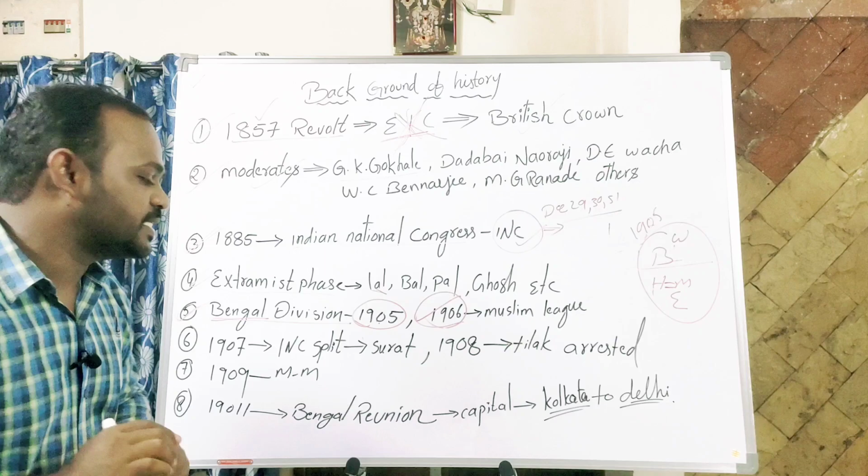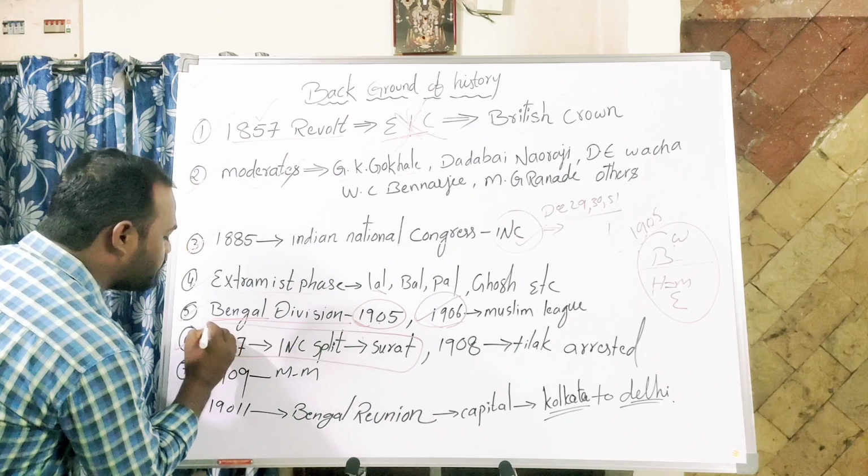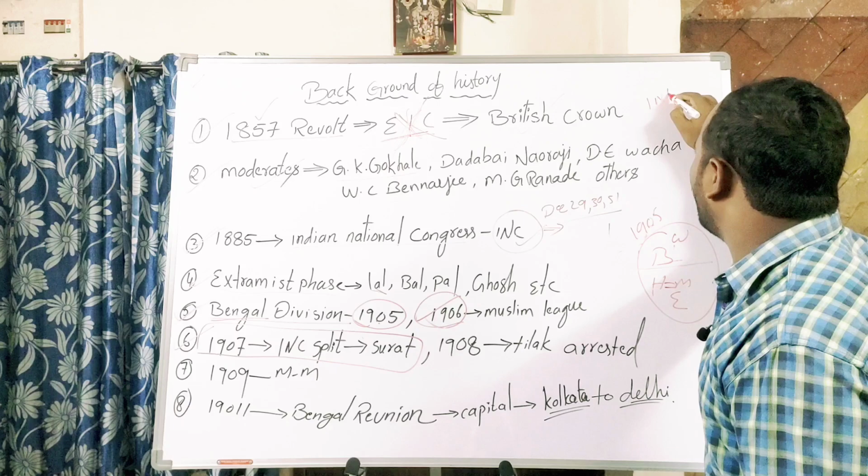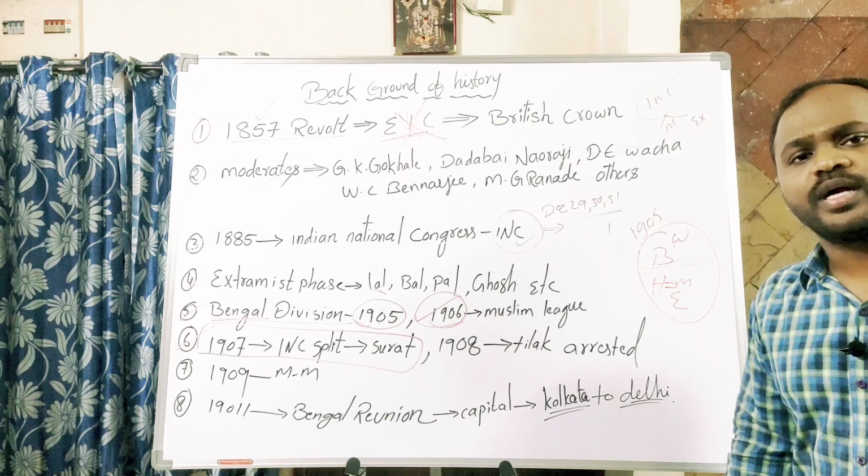Next thing, 1907. In 1907, again what will happen? Very, very important, this. In 1907, what happened, you know? There was a split in the Indian National Congress. If you see earlier, when I say Indian National Congress, it consisted of both moderates and extremists. Both were there in the Indian National Congress.